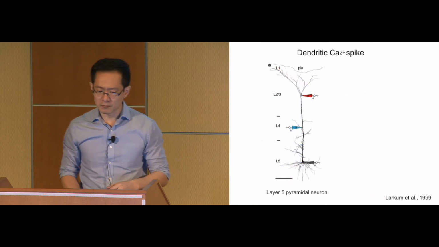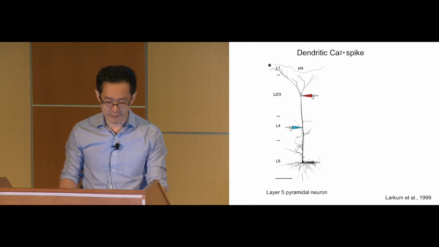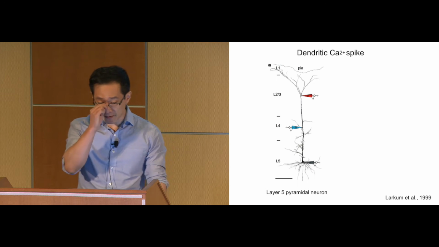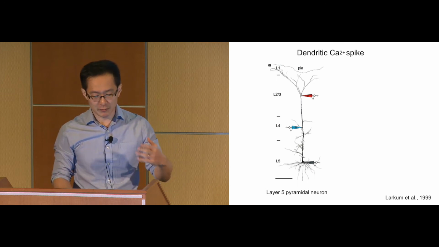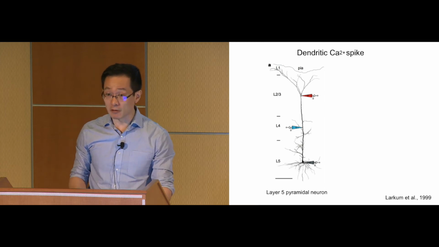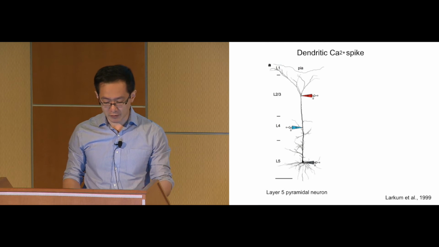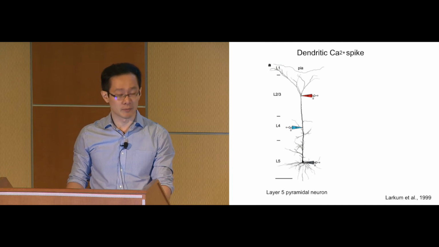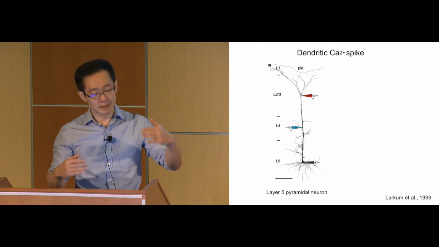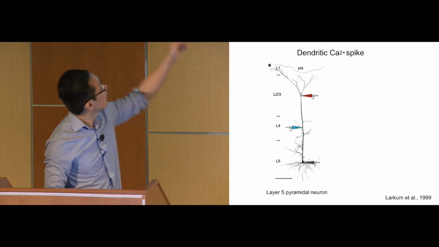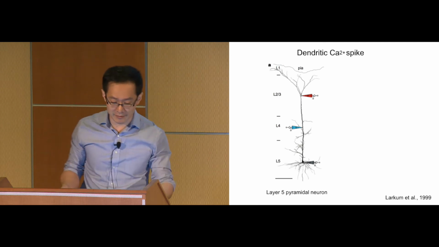So the second dendritic spike people observed is the so-called calcium spike. Calcium spike is caused by the voltage-gated calcium channels. And similarly to sodium spikes, it can also do coincidence detection. Here is an early recording from Matthew Larkum in layer 5 pyramidal cells. He put three recording electrodes either at the distal part of the dendrite or the proximal part, and also another one at the cell body.